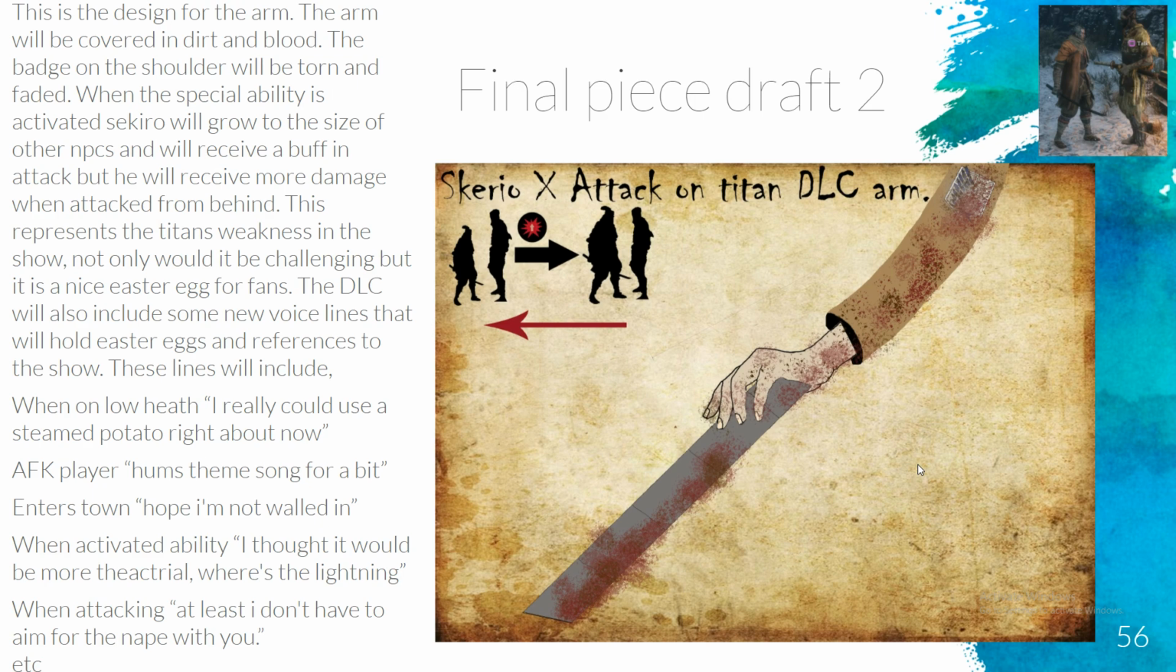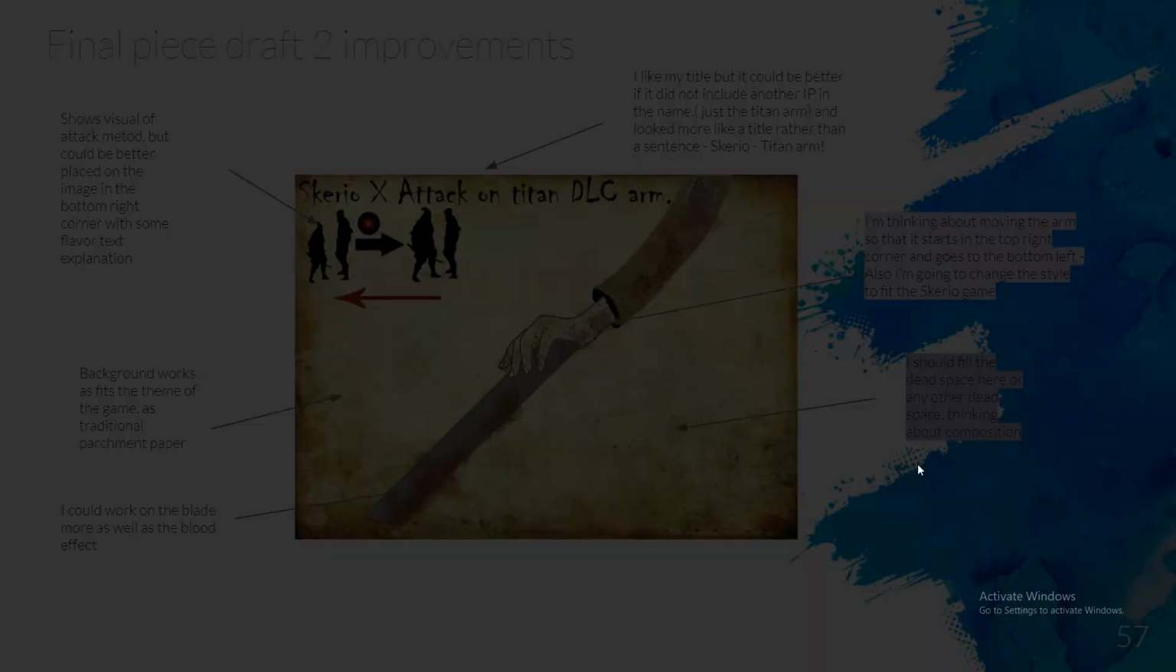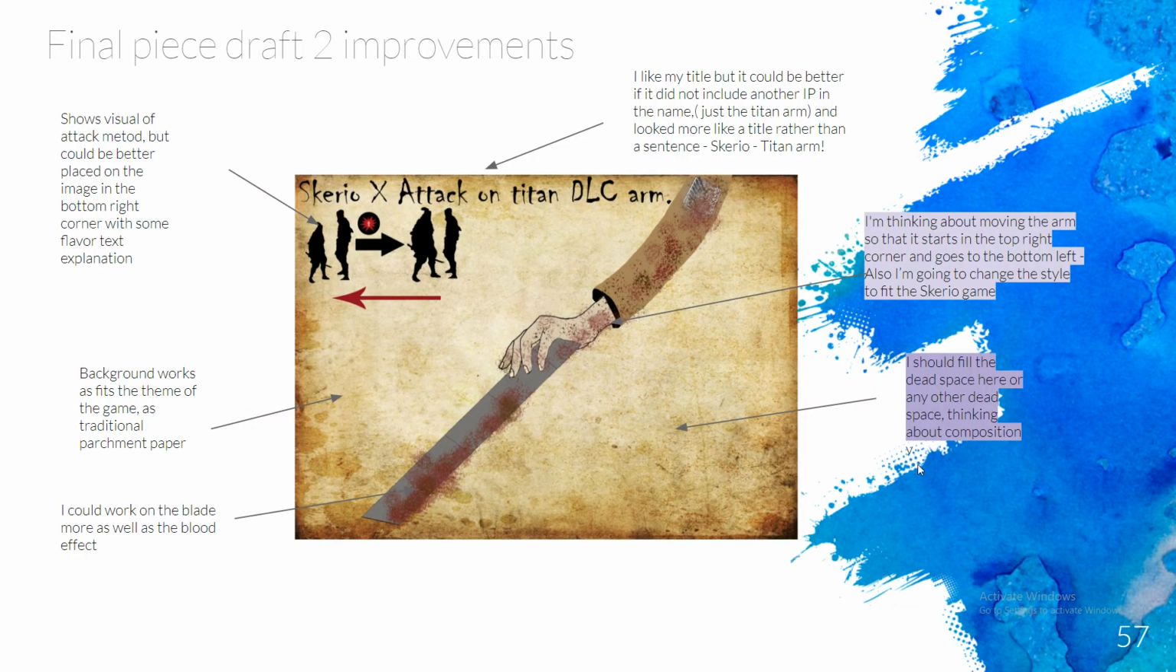And when he activates his ability, I thought it'd be more theatrical with lightning, because when they transform, there's a big lightning flash, just to name a few. I like my title, but it could be better if it didn't include another IP in the name, just something like Titan Arm, for example, instead.